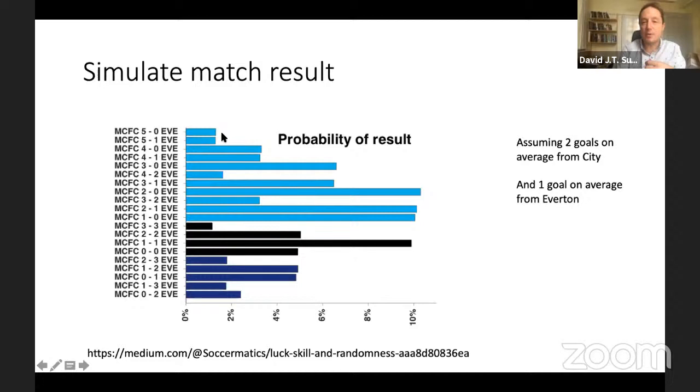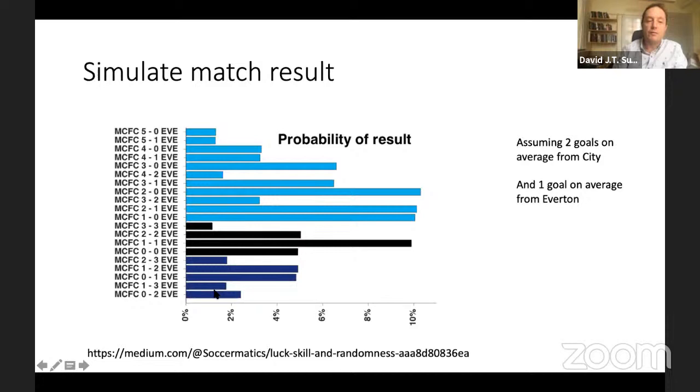So 5-0 is quite unlikely because the average goals is 2, while something like 2-0 is much more likely. In fact, 2-0 is the most likely score in this case, even though 2-1 was the average goals that we would expect from the two teams. So this gives situations where City wins, situations where it's a draw, and situations where Everton wins, all directly from the Poisson distribution.